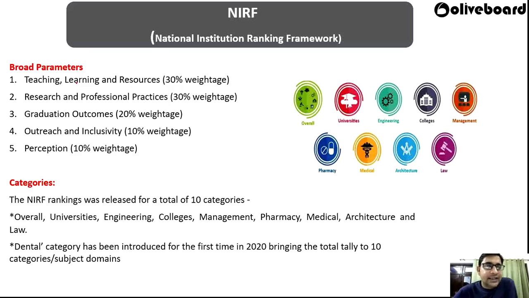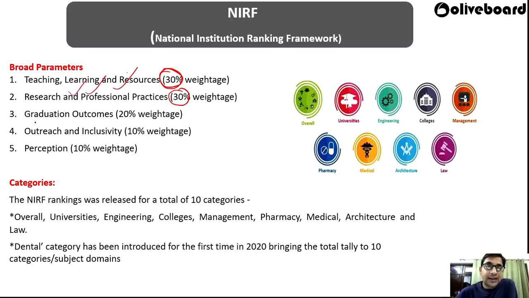First is teaching, learning and resources. Whatever teaching has been done there, whatever learning has been done there, and the type of resources provided by the institution, 30% weightage has been given to this. Then second is research and professional practices. Research and professional practices has again been given 30% weightage.